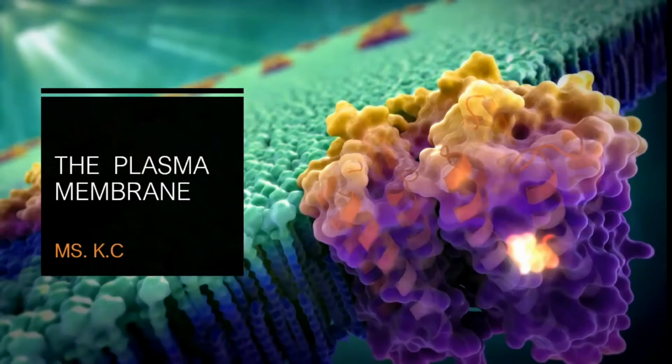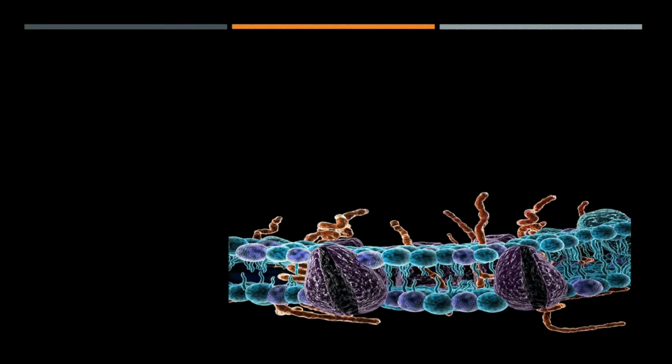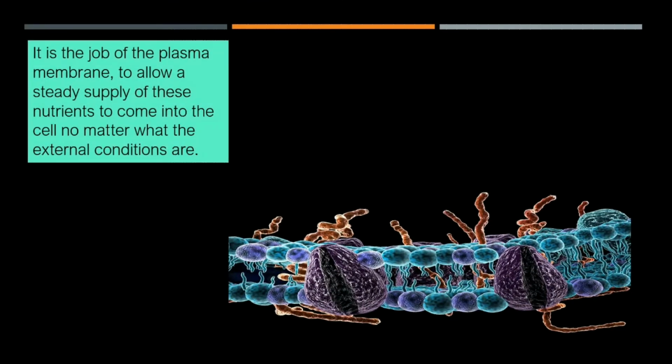The plasma membrane. Why cells must control materials? Your cells need nutrients such as glucose, amino acids, and lipids to function. It is the job of the plasma membrane, the flexible boundary between the cell and its environment, to allow a steady supply of these nutrients to come into the cell no matter what the external conditions are.